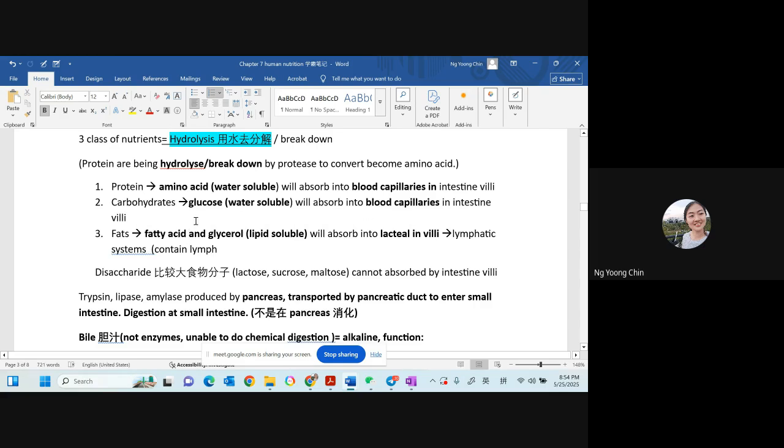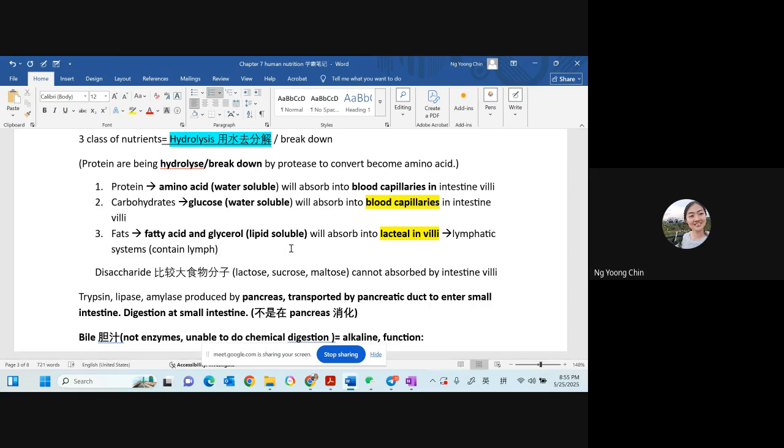So that's why fats need to enter into the lacteal in the villi, but not the blood capillary. You should be able to describe it: enter into the lacteal or enter into the blood capillary in the intestine villi. Once the fats enter into the lacteal, they will enter into the lymphatic system, which contains the lymph.